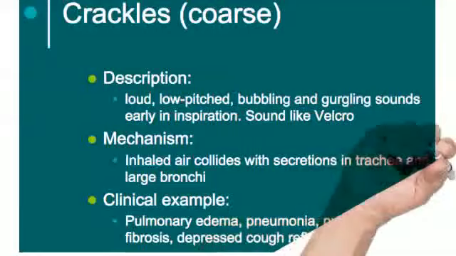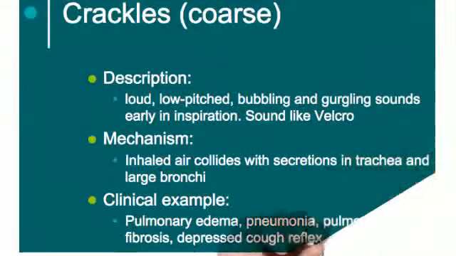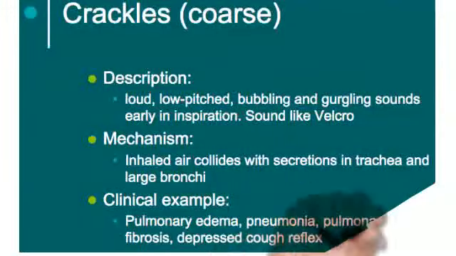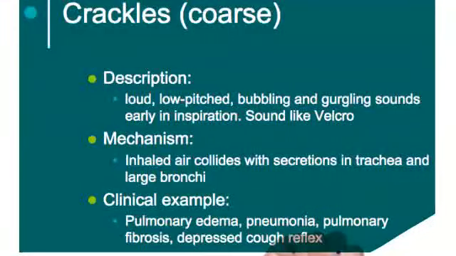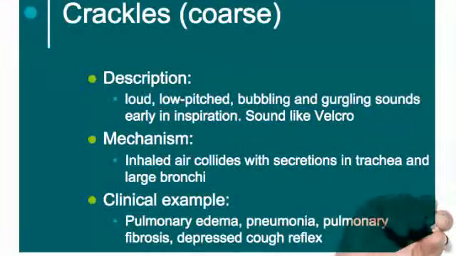If they occur early in inspiration, they are generated by air flowing through large central bronchi. These bronchi are covered with thin secretions, and it's this air-fluid interface and the bubbling generated by it that leads to the production of these early inspiratory crackles. They are usually called coarse, they're low-pitched, and they're typical of bronchitis. They often clear with coughing.